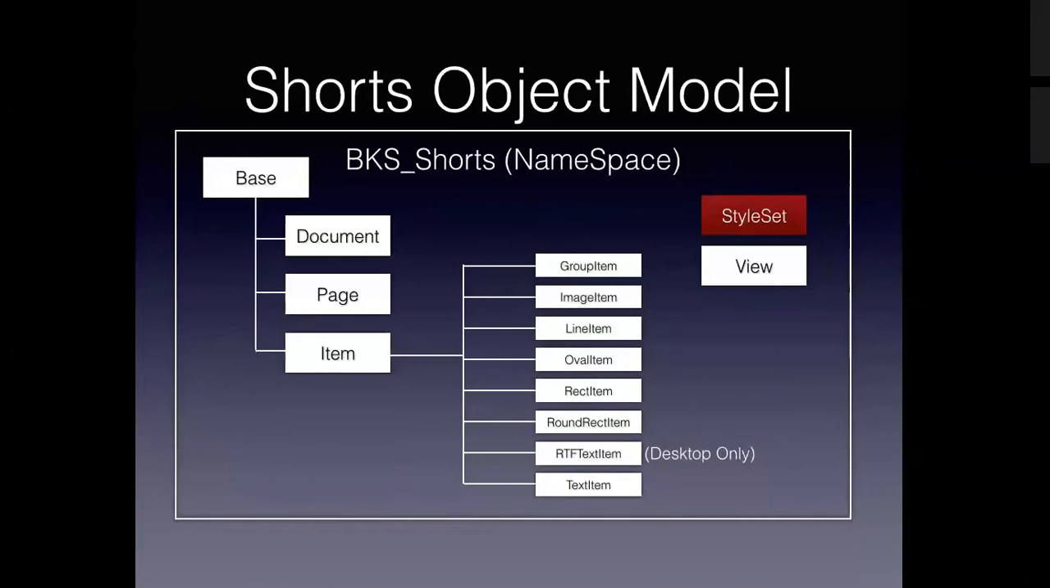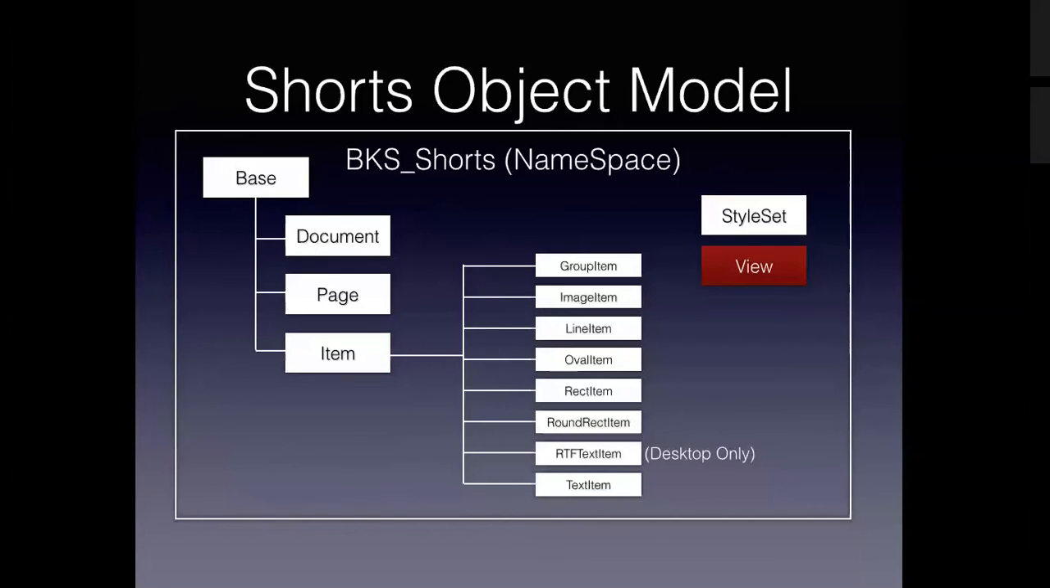The two classes over here in the upper right-hand corner, style set, is pretty much what you would expect. It lets us format the text, lets us format the lines, line widths, colors, etc. The fill color, whether or not it's got a fill color, and so forth.